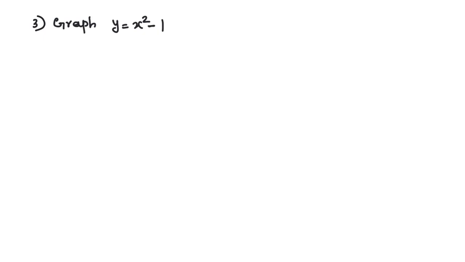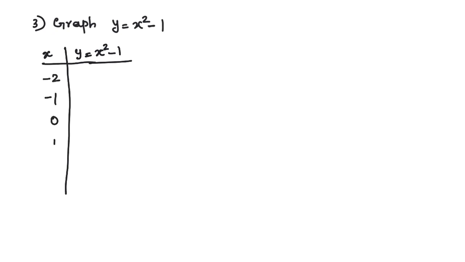Next example, we need to graph y equals x squared minus 1. We can find the ordered pairs by making a table. So x can be any real number and the corresponding y value is x squared minus 1. I am going to pick 0, a few negative numbers, and a few positive values. Then substitute these values for x to find the corresponding y value.